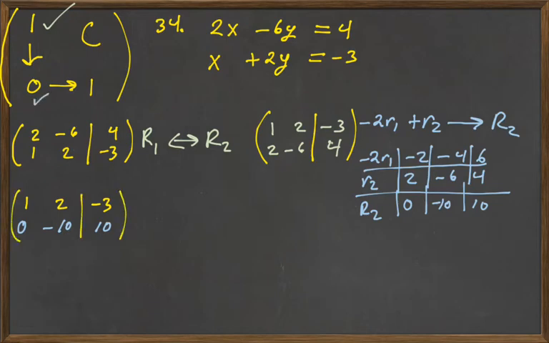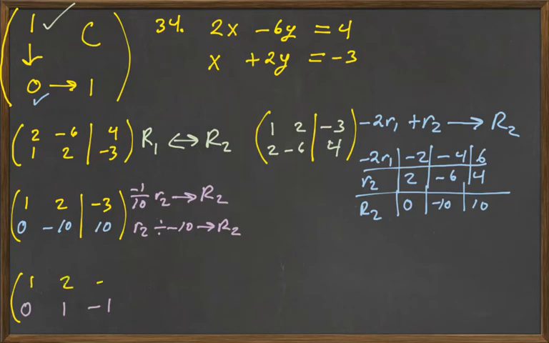Okay, so we've got one more step to do here for Gaussian elimination, and that is to make a 1 where this minus 10 is. So we're going to divide the bottom row by negative 10. So negative 1/10, row 2, replace row 2, or row 2 divided by negative 10, replace row 2. Okay, so that'll be negative 10 times 0 is 0. Negative 10 divided by negative 10 is 1. 10 divided by negative 10 is negative 1. And the top row is unaffected.